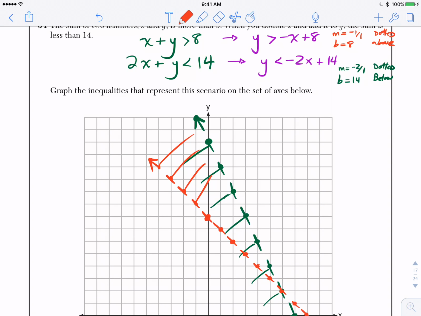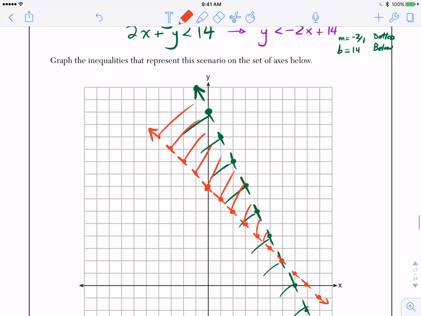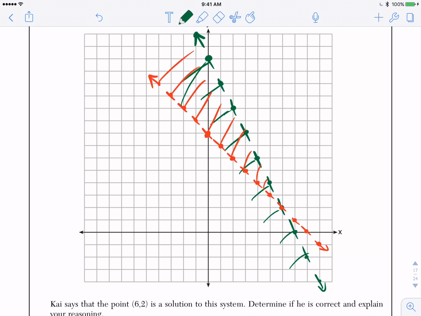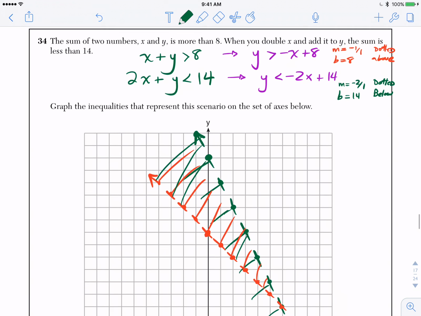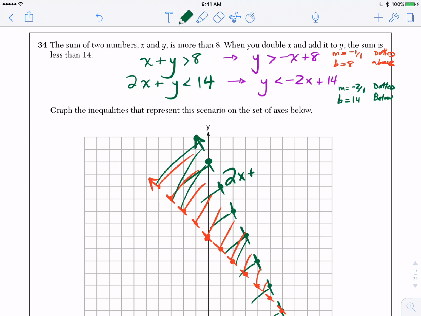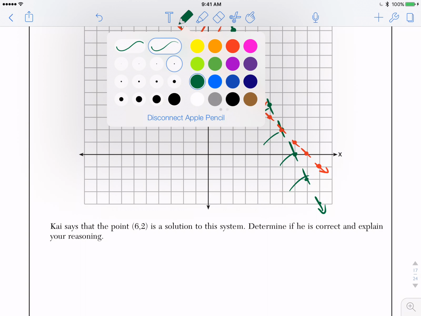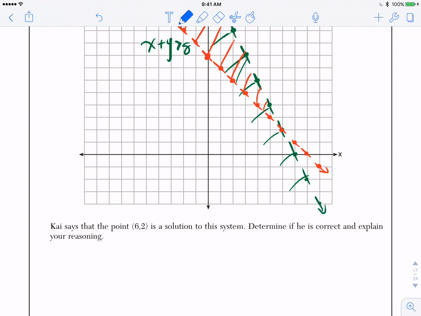So now we can see the solution to a system of inequalities where the shadings overlap. In this case, it would be in this little triangle between the two where the green and red are overlapping each other. So in this region here. Okay, I'm just going to label with the original inequality as well. And this one was the x plus y is greater than 8. And there's one little question on the bottom. Is (6, 2) a solution? Determine if he is correct and explain your reasoning.